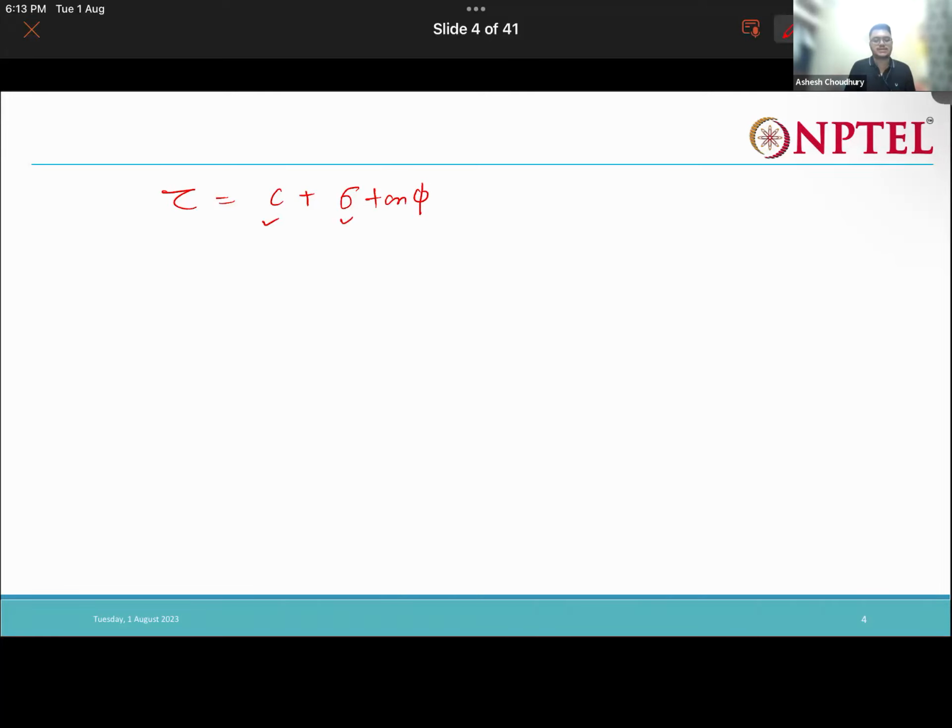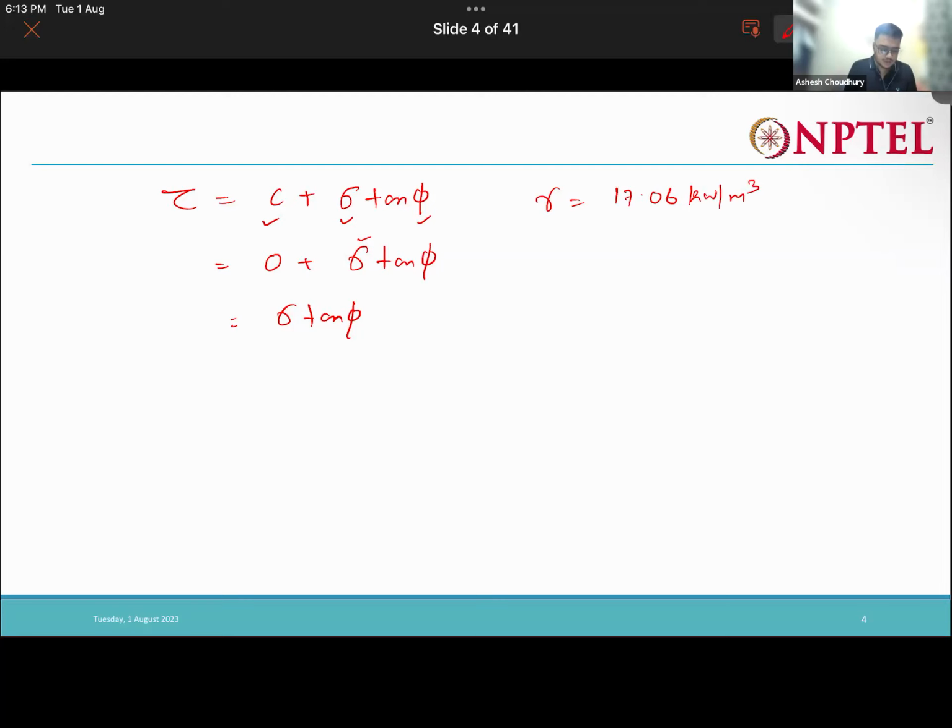So C is the cohesion. This sigma is nothing but the normal stress on that plane, and phi is the angle of internal friction, right? So what is the C? As this is sand, C is 0. So we need to find this sigma, and phi is given, right? Now see, the dry unit weight is given, right? So gamma dry is given to us as 17.06 kilonewton per meter cube, correct?